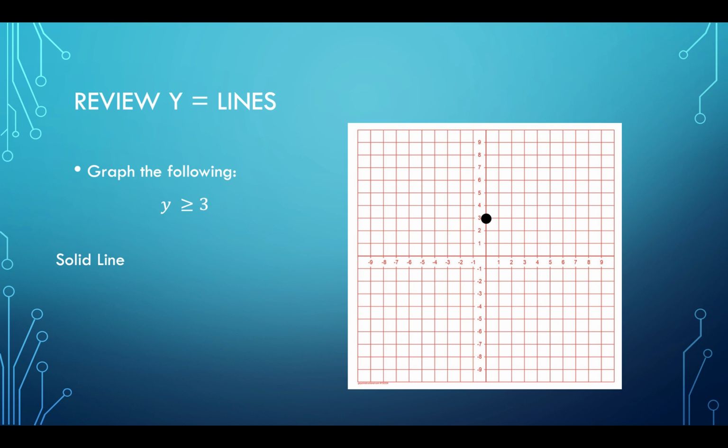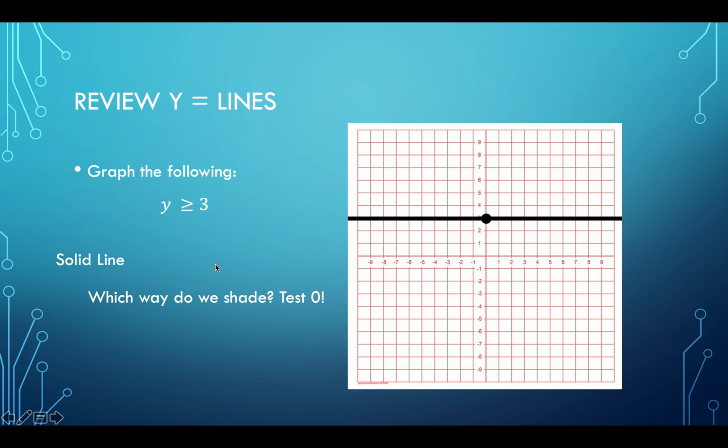And then it's a solid line because it's greater than or equal to. We got that little line underneath right there, which means we have a solid line. We go ahead and draw in our solid line, but we're not done just yet, because it's y is greater than or equal to 3. So we have to shade because it's a linear inequality.